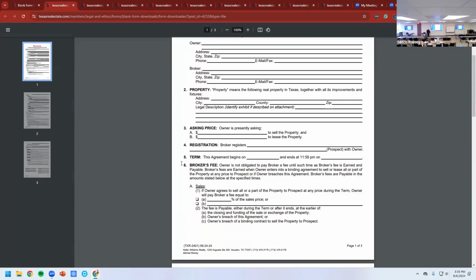Asking price, owner is presently asking blank to sell or to lease. And then who are you representing? Who are you bringing to this? This agreement begins on X date and ends on X date. This one's kind of been hard to answer questions on because we haven't been using it yet. We've talked about putting 60 days on there, 30 days on there. So the time you'd be going under contract. Broker's fee. Owner is not obligated to pay a broker's fee until such time as broker's fee is earned and payable. All of that is listed in the representation agreement if you need to go over it.